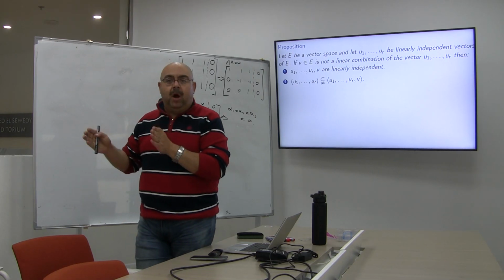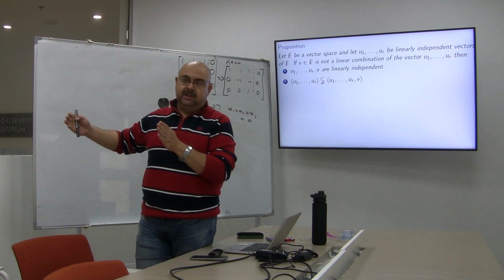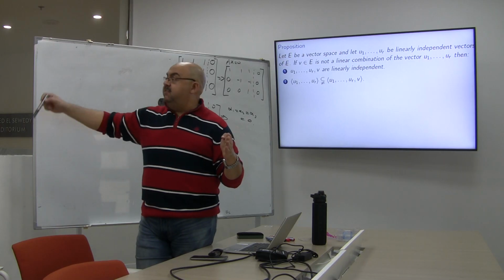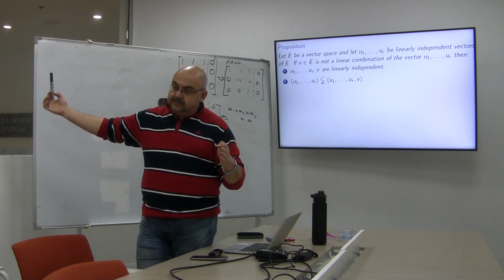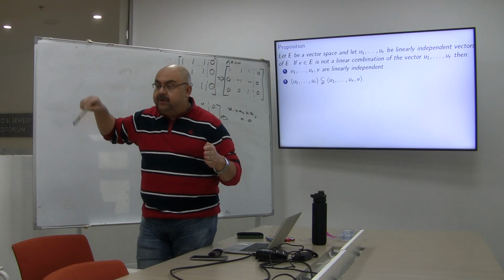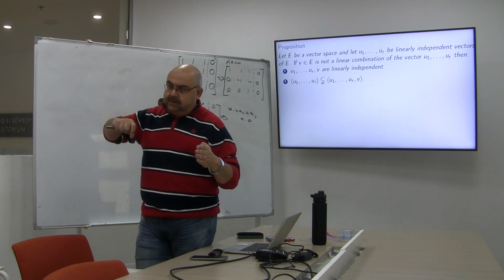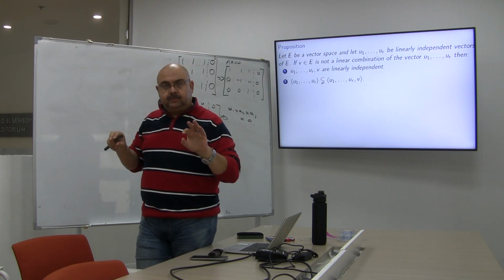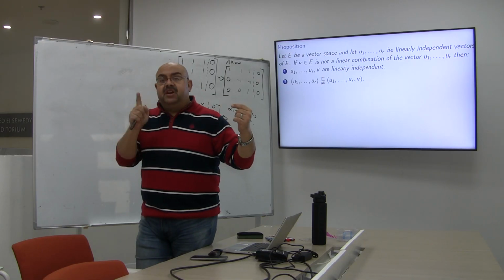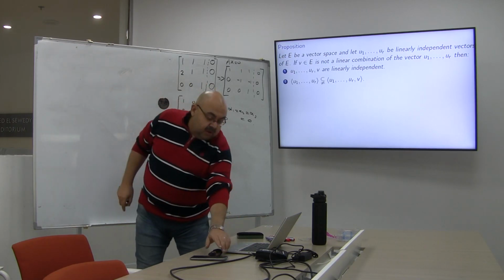If I have a bunch of vectors, and they are linearly independent, they can generate a certain vector space. If I have another vector, and this new vector is not a linear combination of them, it's different than them, and I add it to this bunch of vectors, they will generate a vector space different than the first one. Okay? That's what's explained in here.